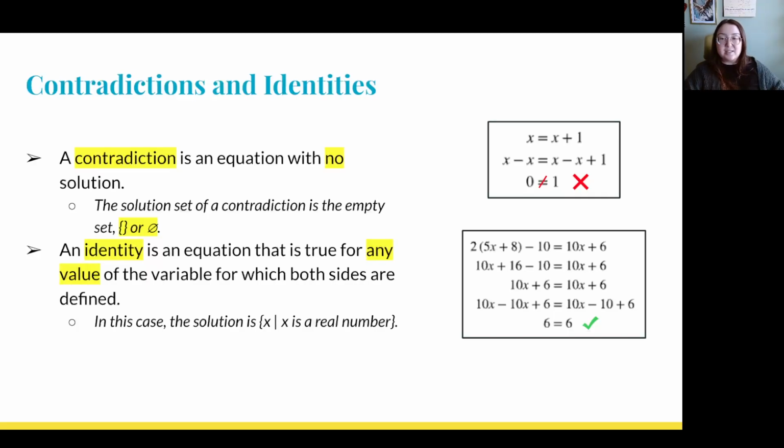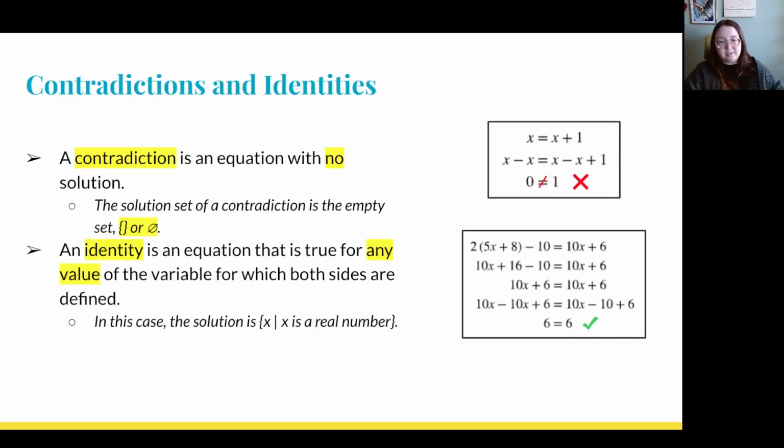So in that case, it doesn't matter what value of x is, it's always going to be true. So basically every value of x is a solution in that case. So that's the difference between a contradiction and an identity. A contradiction means there is no solution, and an identity means every value of x ever is a solution. So we also call that infinitely many solutions.